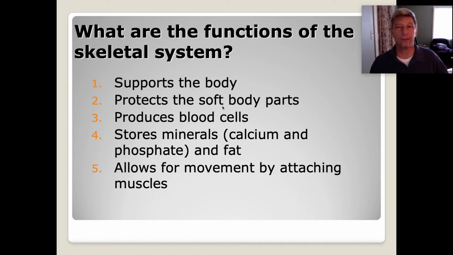As we learned in the unit on blood, the skeletal system is responsible for the production of blood cells: red blood cells, white blood cells, and platelets to be specific. All of them are found developing from the stem cells in the red bone marrow. It stores minerals, specifically calcium and phosphate. And as we'll learn, calcium is exceptionally important in muscle contraction, nerve impulses, and a variety of things. But the bones also store fat, which is something that most people don't realize. And finally, it allows for movement by attaching muscles.